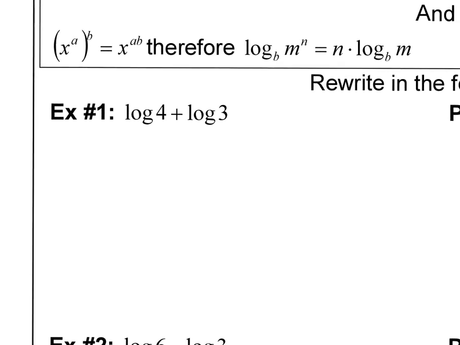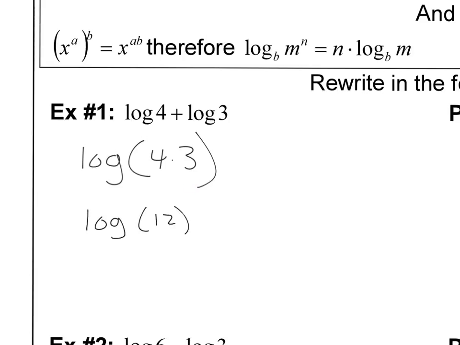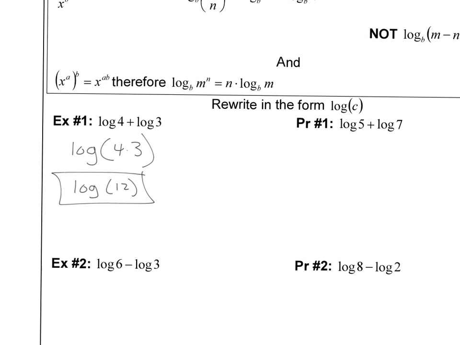First one says log of 4 plus log of 3. Now these are both common logs, so the bases are the same. They both are technically base 10. And so that means I can write this as log of 4 times 3, because I'm adding the whole logs together. Well, what is 4 times 3? It's 12, so this is the log of 12. And that's all there is to it. Pretty simple, right? So I want you guys to go ahead and try practice number 1. Pause the video and check back with me when you're done.